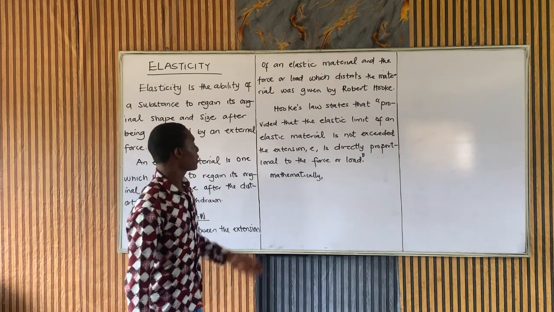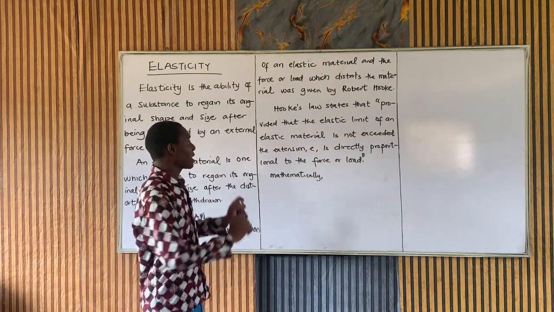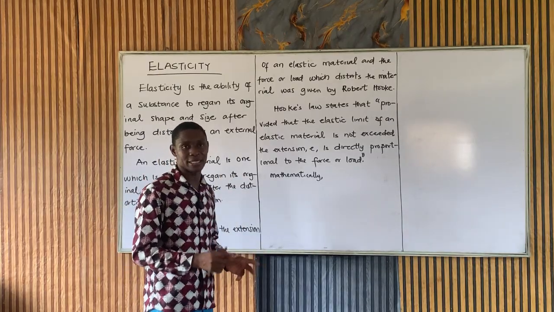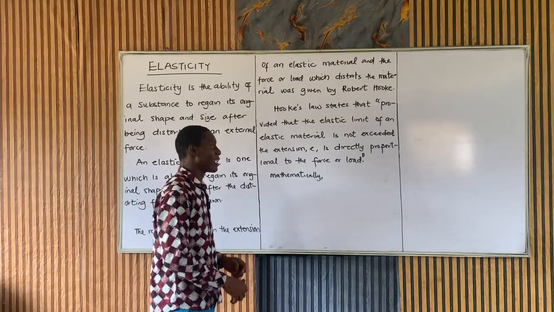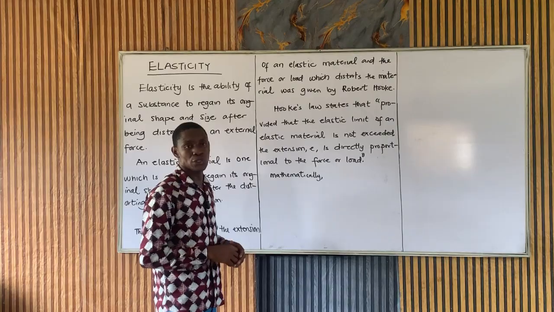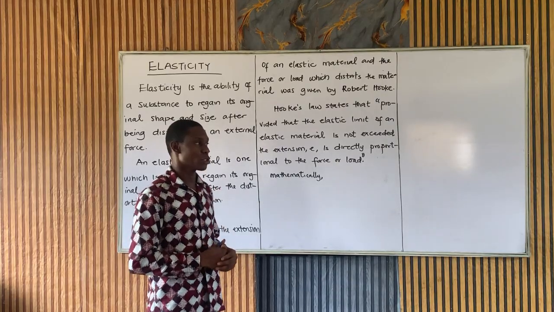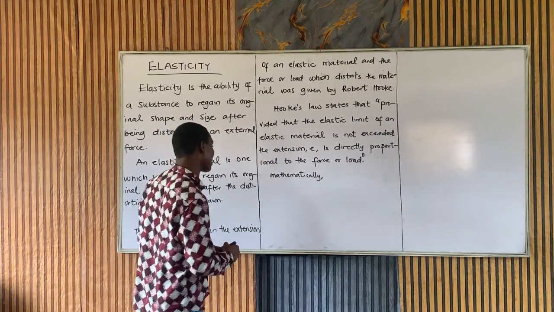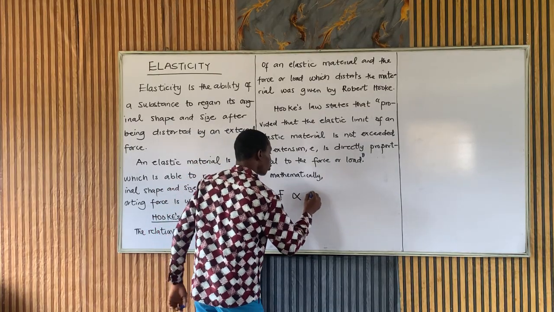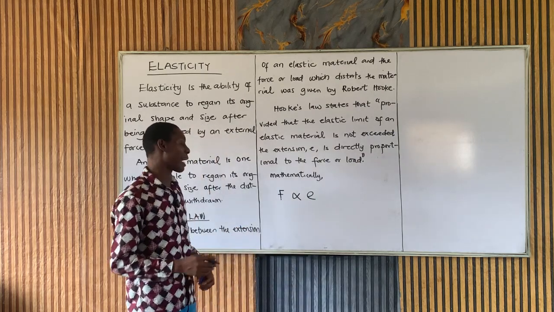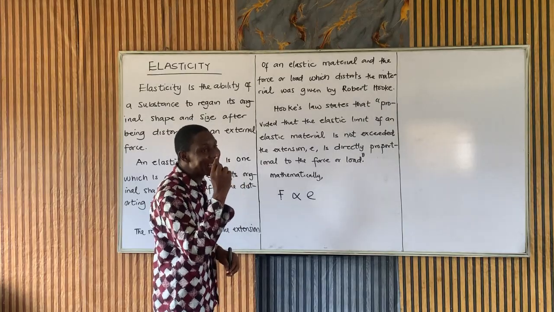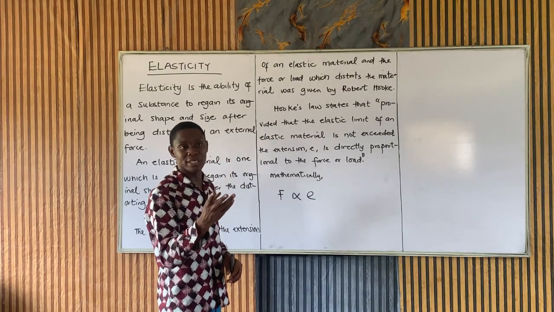What then is the law? You see, Hooke's law states that provided that the elastic limit of an elastic material is not exceeded, the extension of an elastic material is directly proportional to the force or load. Mathematically, this simply means that force is directly proportional to the extension of the elastic material. But understand that on one condition: the elastic limit of the material is not exceeded.